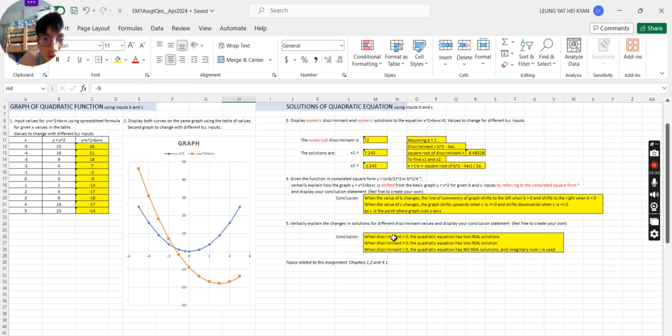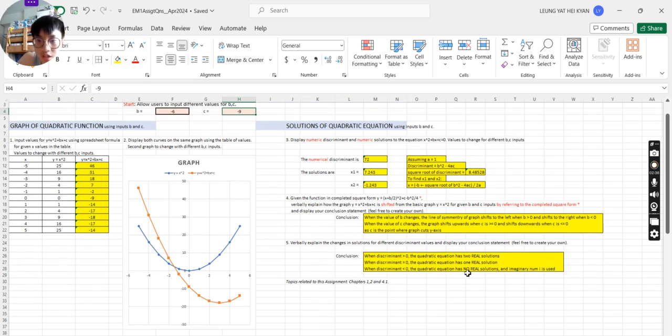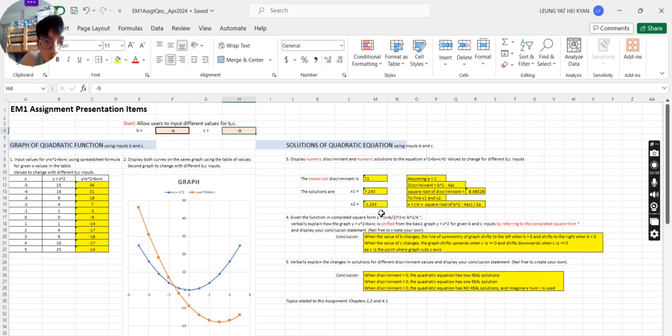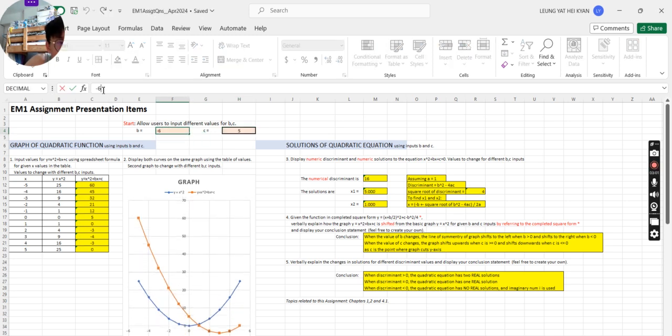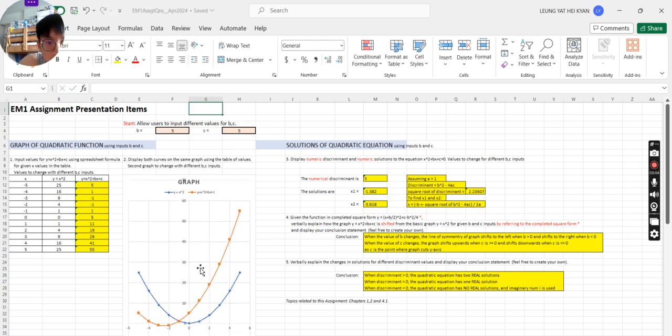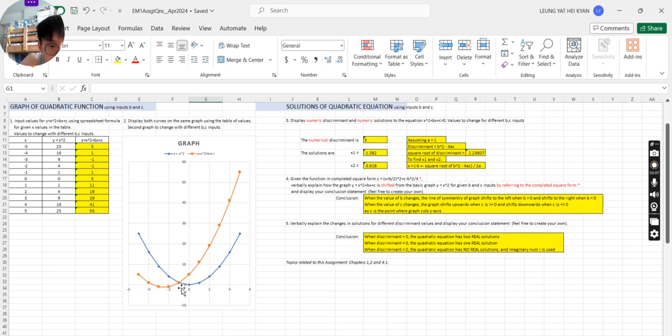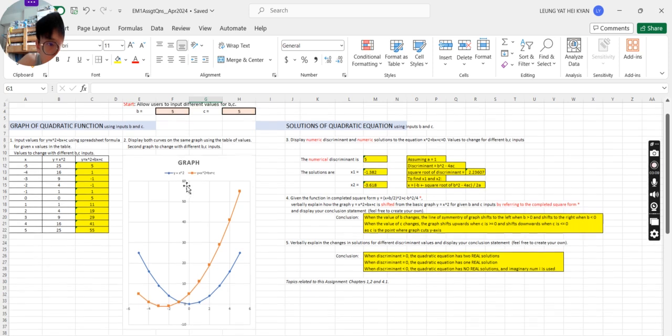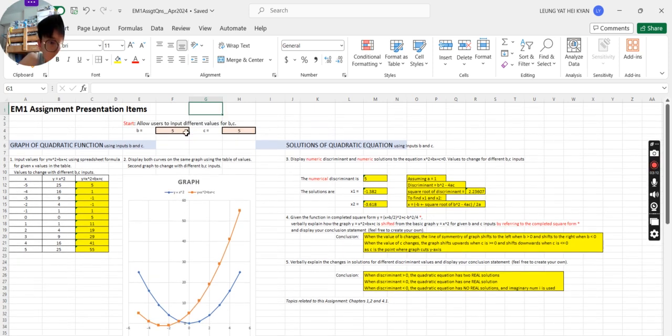As for the final question, how does the discriminant value change the graph? When the discriminant is greater than 0, as you can see here, there are two real solutions. As of now, there is one solution here where the graph cuts the x-axis, and one further down where you can't see. However, if I change the value to a smaller number like 5 and 5 again, the graph will cut two points on your x-axis, as you can see here, and that is only for when the discriminant is greater than 0.